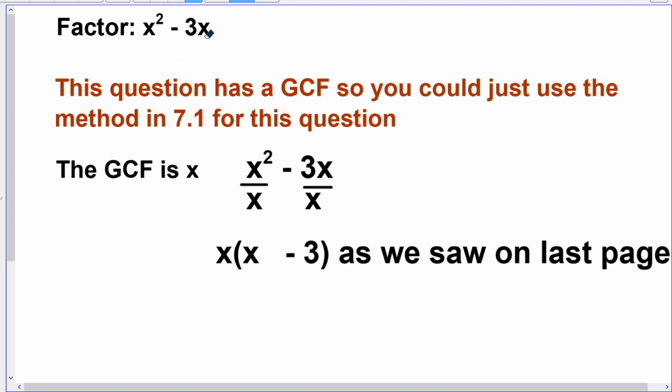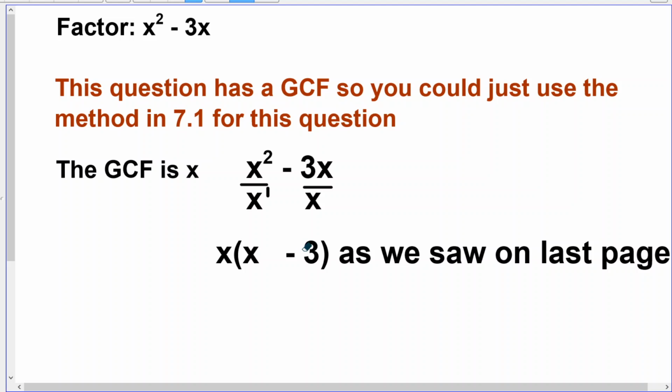Now this question actually you could do using the method from last lesson, because there is a common factor here. Like I can see that they both have an x. In terms of numbers, this one doesn't have a number. So actually the GCF for this whole question would just be x. Take the question and divide by the GCF. X squared divided by x. If necessary, remember you can put the little exponent of 1 in here. So 2 take away 1 is 1. And x to the power of 1 is just x, so I would leave it like that.